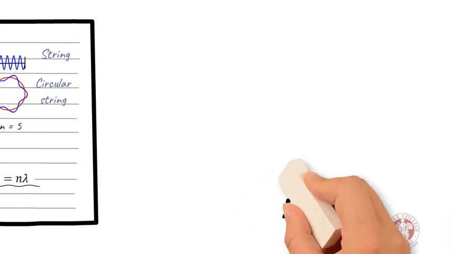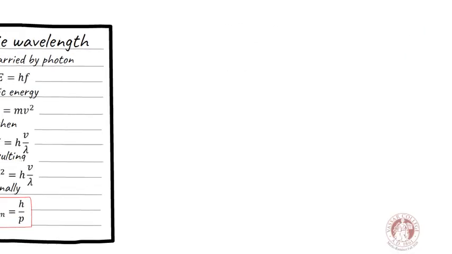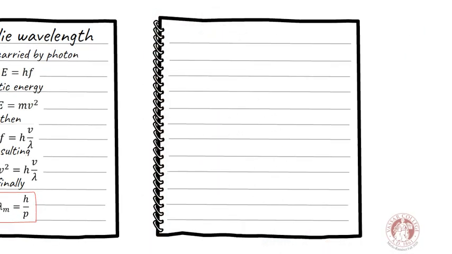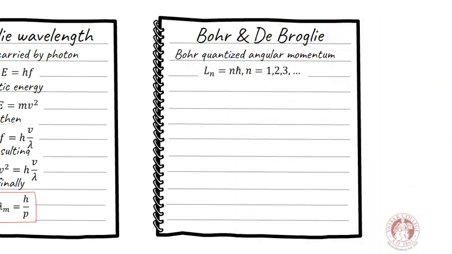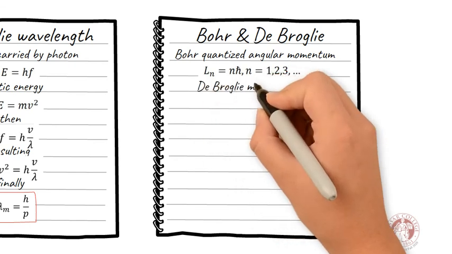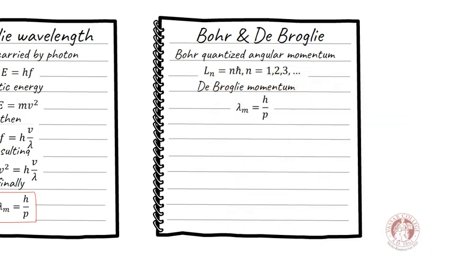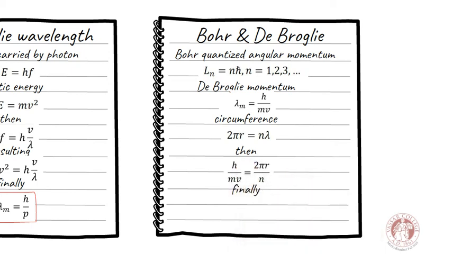On the other hand, it is possible to demonstrate that the quantized angular momentum that Bohr proposed in his atomic model is easily obtained with the de Broglie proposal. For example, if we consider the classical momentum in the de Broglie wavelength and the integer wavelengths in the circular orbit condition, then we have the following. Finally, considering the classical definition of the angular momentum, we get the quantized angular momentum, as proposed by Bohr.